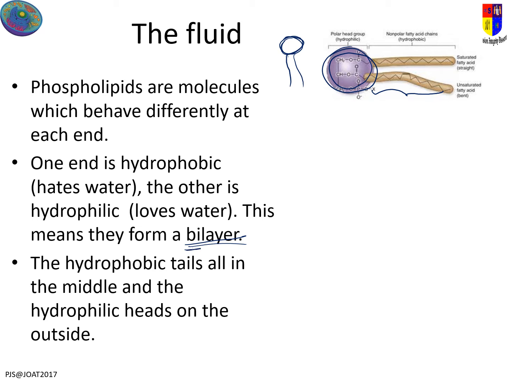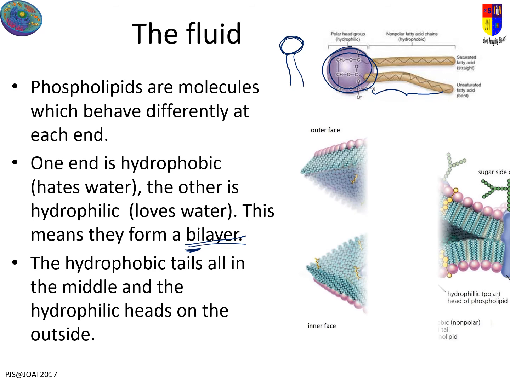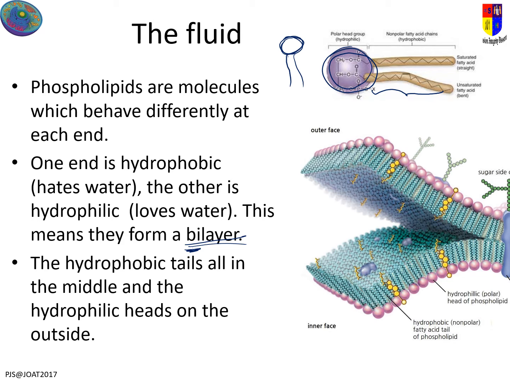So bi, like bicycle, means two. So what you actually end up with is something like this. This has been kind of opened up to see it. So here's all the heads on the outside, which are really quite happy to be next to liquidy stuff on the outside, water. The inside bits, the tails, stick next to another set of tails. So you've basically got head to tail and then another tail to another head. And that just keeps going.